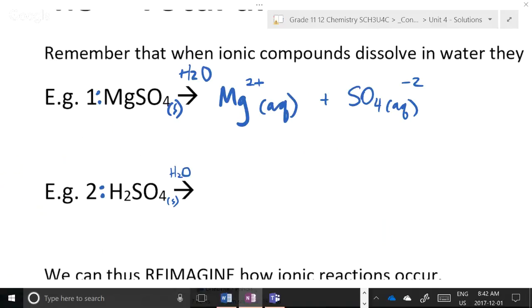Now, we do have two of them, but that two is actually going to go in front. That's the one thing that makes this a little confusing. What that means is that those H pluses aren't stuck together. They're free floating. They can go wherever they want.